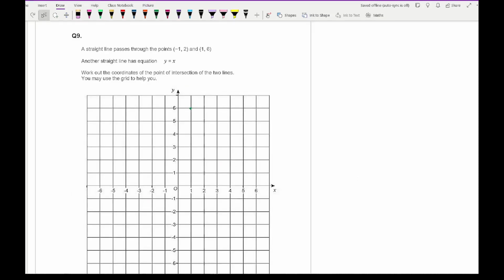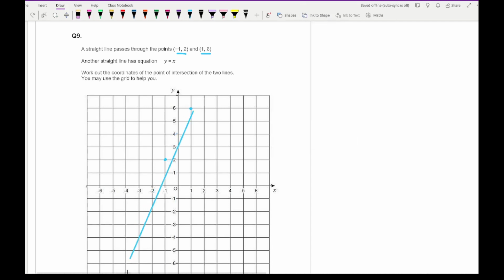Now with question 9, it says the straight line passes through the points of -1, 2 and 1, 6. Another straight line has the equation of y equals x. Work out the coordinates of the point of intersection of the two lines. So what I need to do first is plot the line that connects these two coordinates. So I plot those coordinates, -1, 2 is here, and 1, 6, which is here, and then I just need to draw a straight line that connects those 2 points.